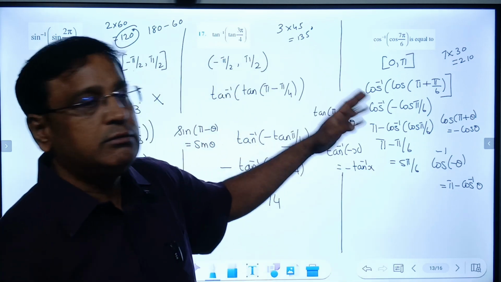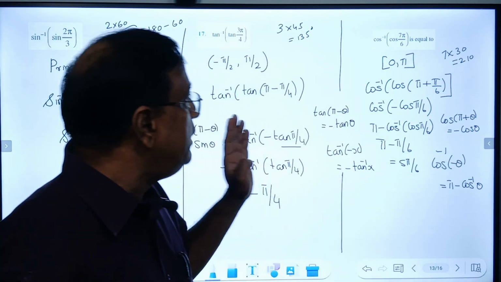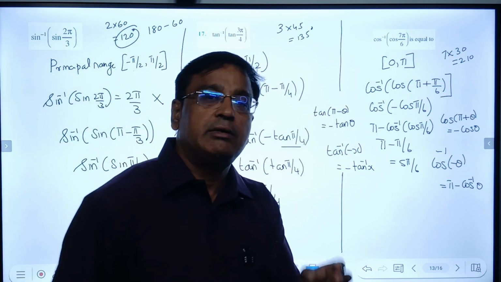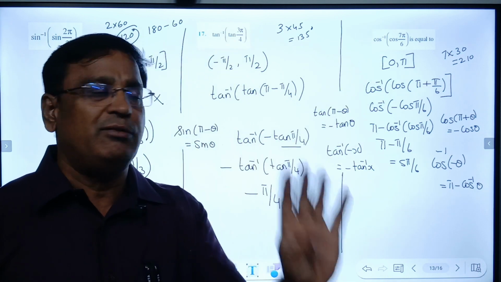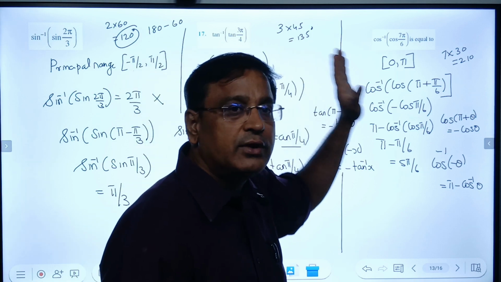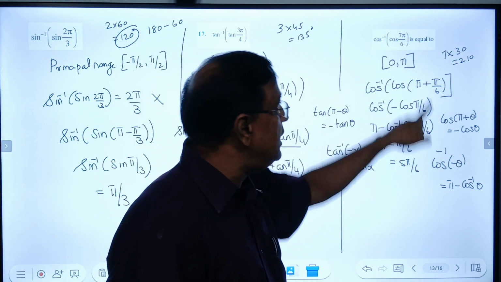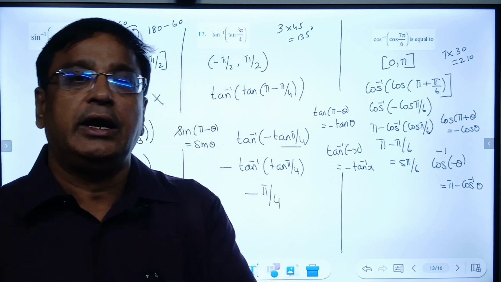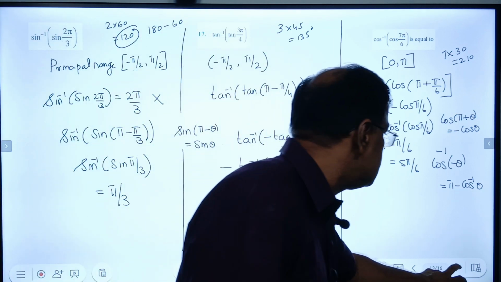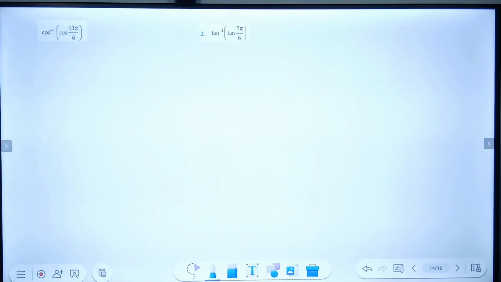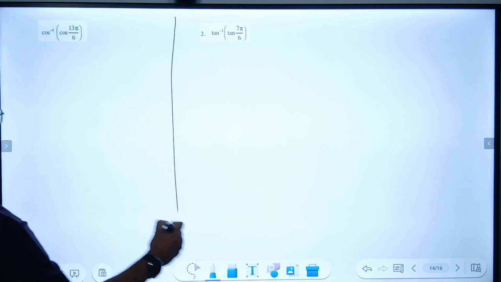Many students, when they get this question in the exam, some of them, not everyone, will write the answer as 7 pi by 6. And everything is gone. So make sure that the value which is there lies in the principal range. Again and again I'm repeating this. Okay, let us try this problem. It's again a nice question.